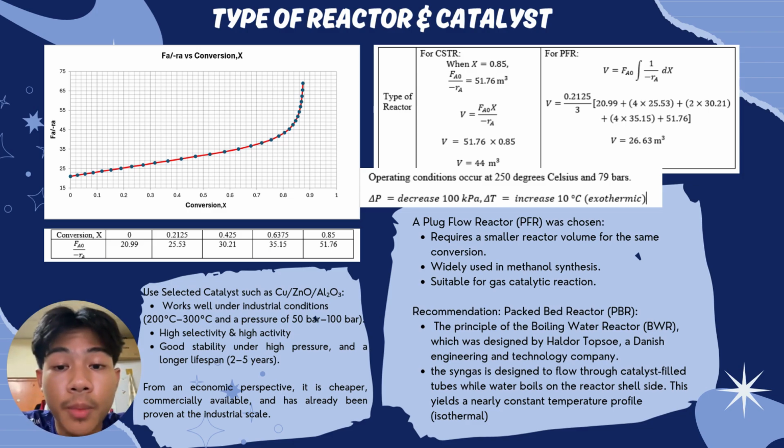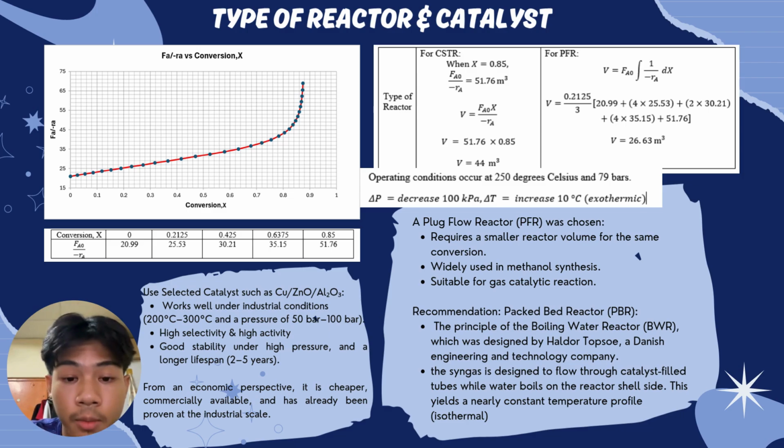So next we need to determine the type of the reactor and the catalyst. Our reactor actually managed to get 85% conversion. So I construct a Levenspiel plot, with data that actually comes from the simulation itself. Levenspiel is very important to determine the volume for both CSTR and PFR. To calculate CSTR, we use the formula V equal to FA naught X over negative RA. For X equal to 0.85, the FA naught over negative RA value is 51.76. Substituting the value, we got 44 meter cube volume of CSTR.